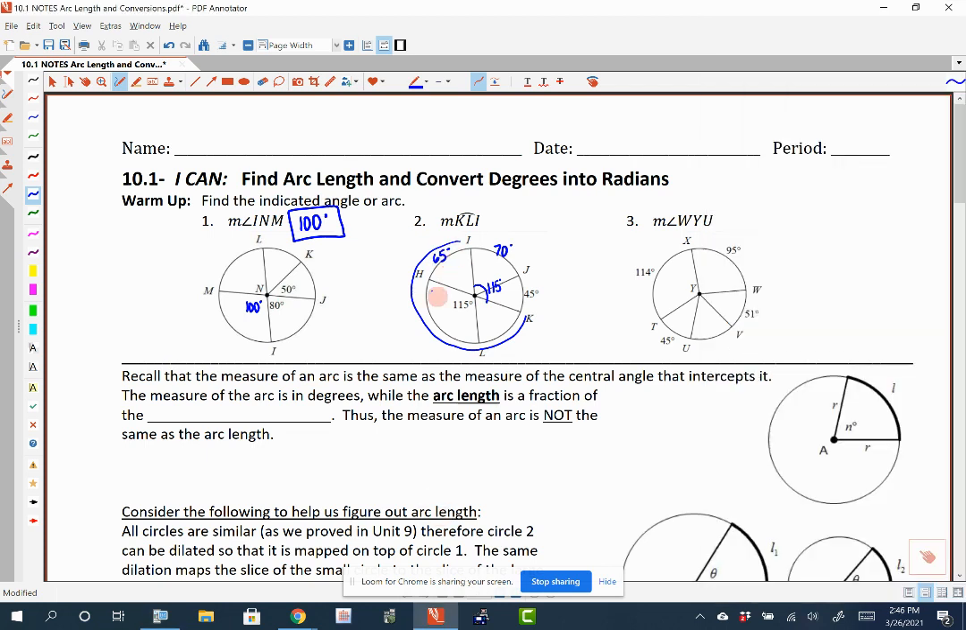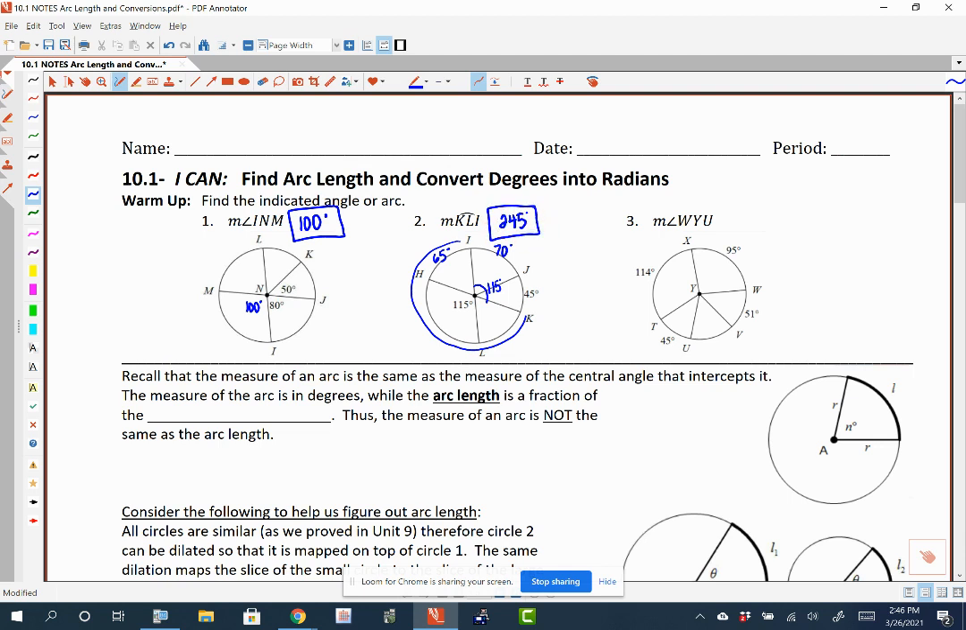And now we're ready to add that to our 180 to get our entire arc. So let's see, 180 plus 65, that should be 245, I believe, 245 degrees.